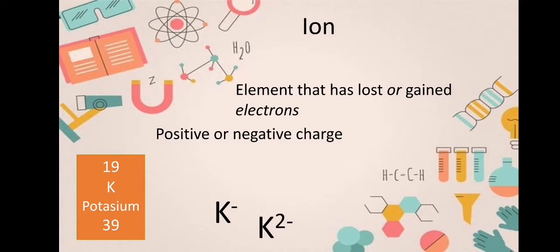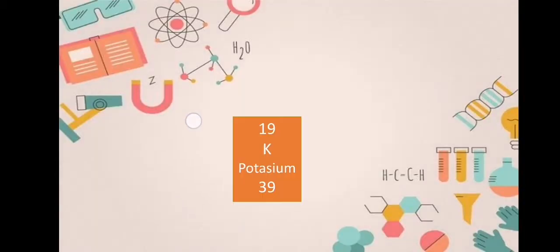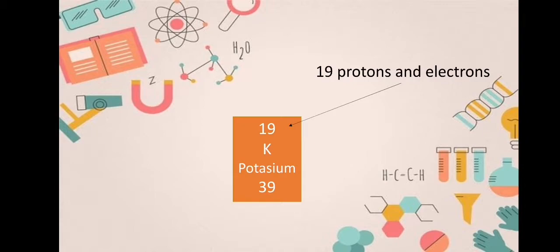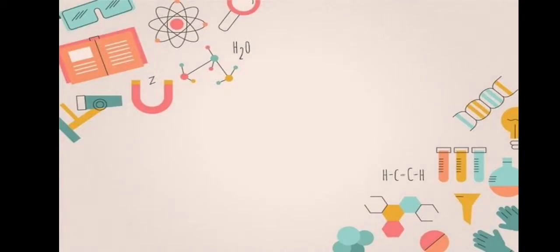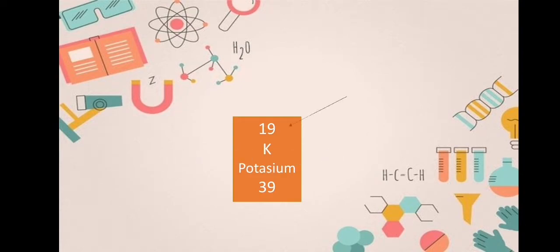This happens due to an imbalance of the positive and negative charges of protons and electrons. So in a potassium element, there are 19 protons and electrons, making it neutral, but if it were to gain an electron, there is now one more negative charge, making the whole element negatively charged. If it were to lose an electron, it would become K positive. So an electron is lost, resulting in one less positive charge, making the whole element positively charged.